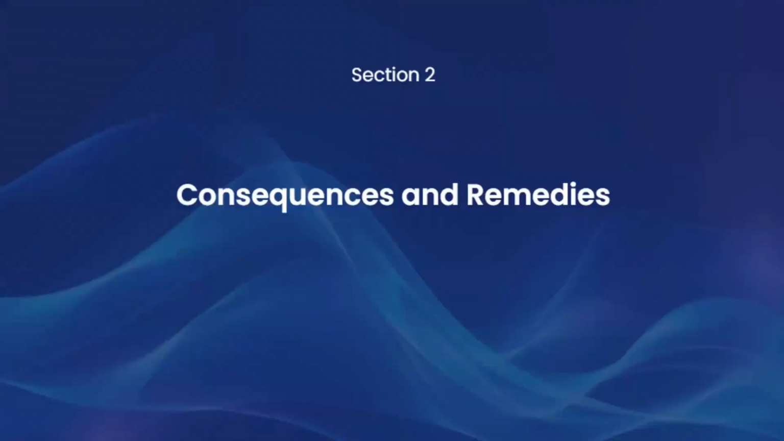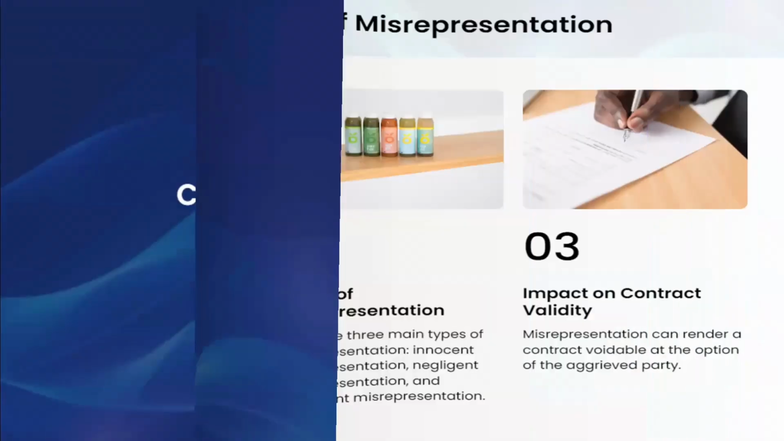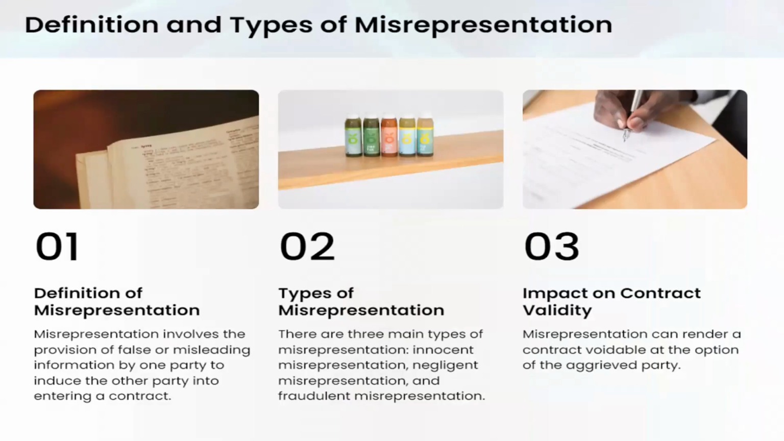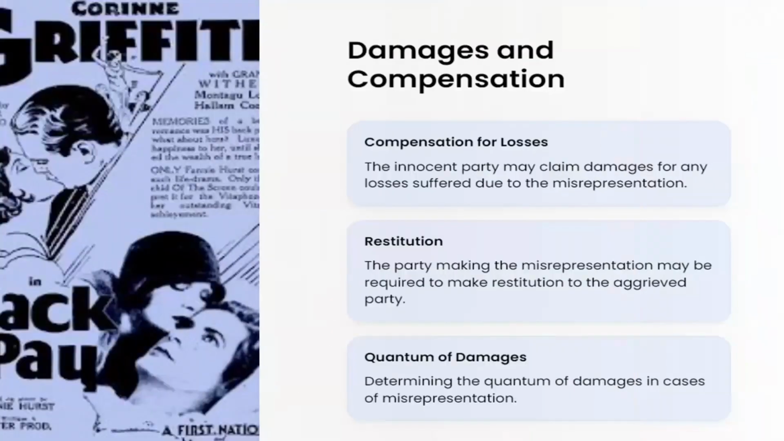So now let's move into section 2, the consequences and remedies. Moving to section 2, the aftermath of misrepresentation. Imagine finding out you have been bamboozled in a contract. Misrepresentation makes the contract voidable, and the innocent party can choose to affirm or rescind it. But watch out for those time limitations. Then it's all about damages and compensation. The innocent party can claim compensation for losses, and the misrepresentator might have to pay up. Legal proceedings, court interventions, we are getting into the nitty gritty of enforcement.